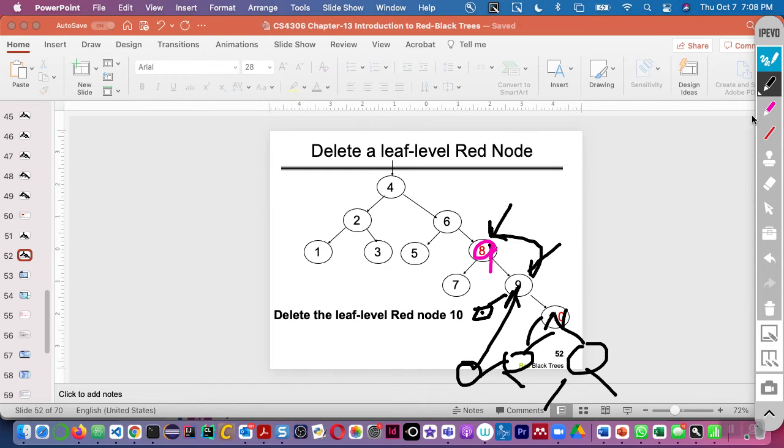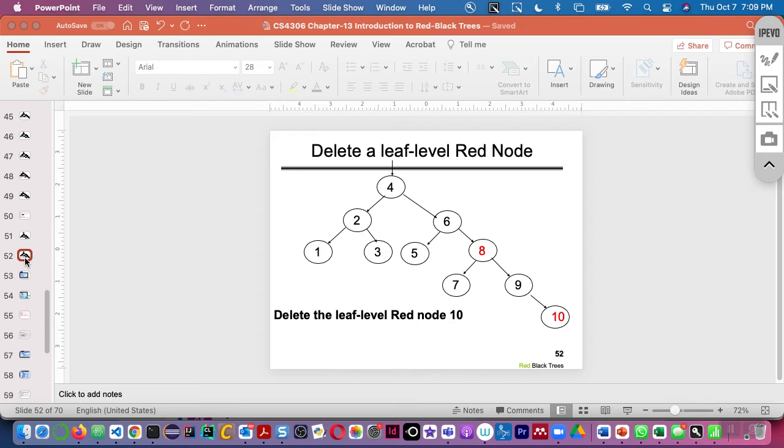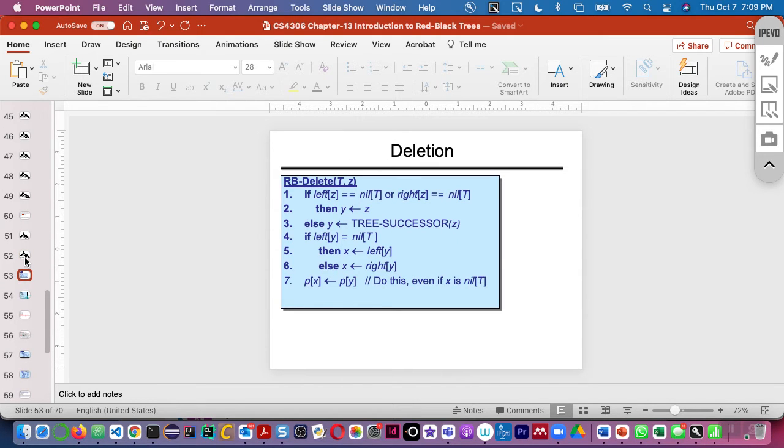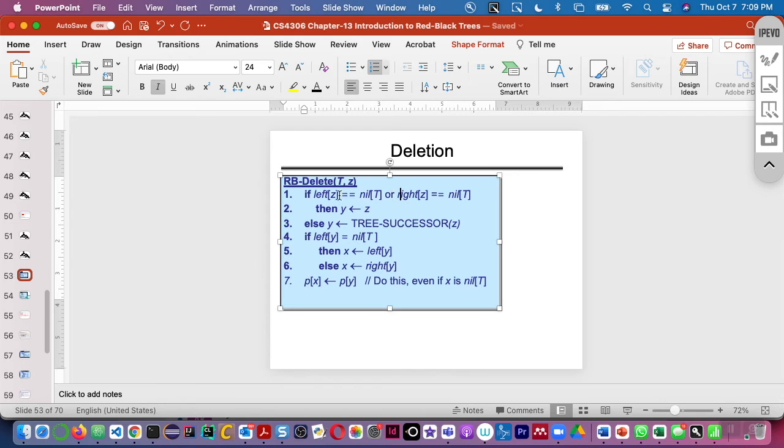Okay. Now let us go to the complex situation. It says, number 1, if left node is nil or right node is nil. Now let us come this way. What does this mean?